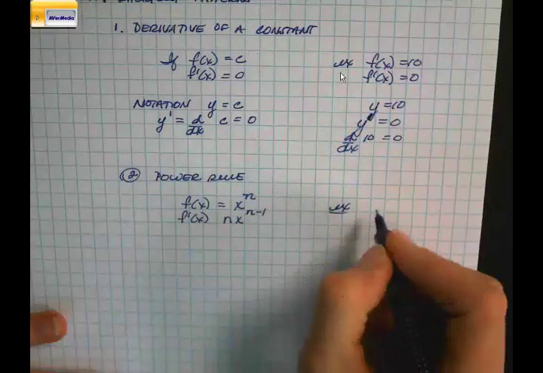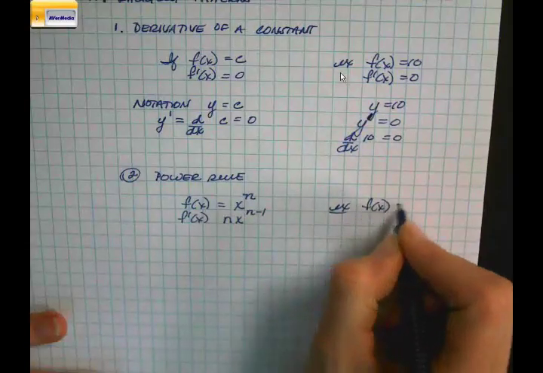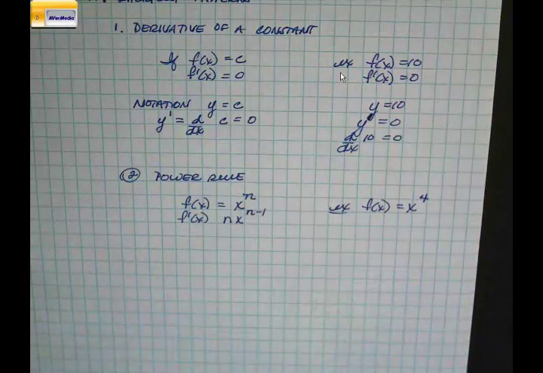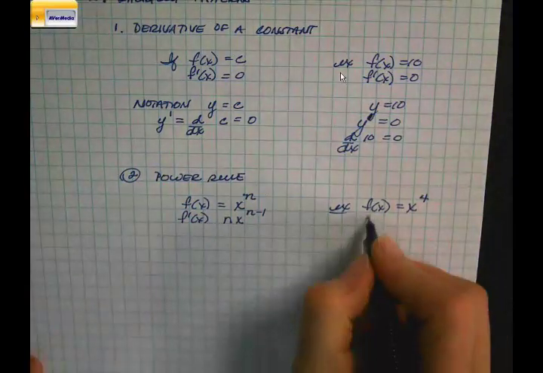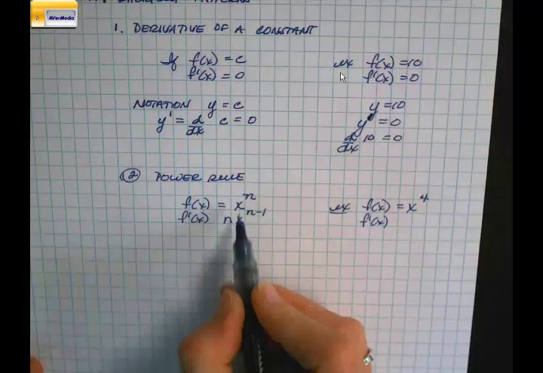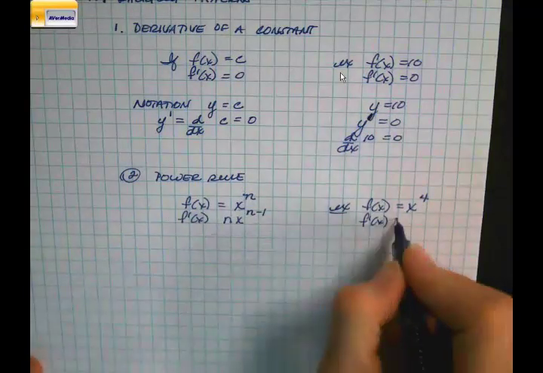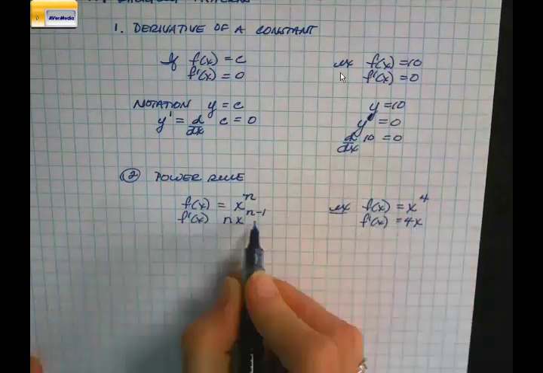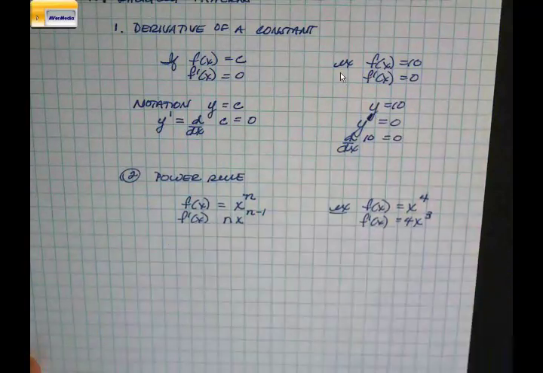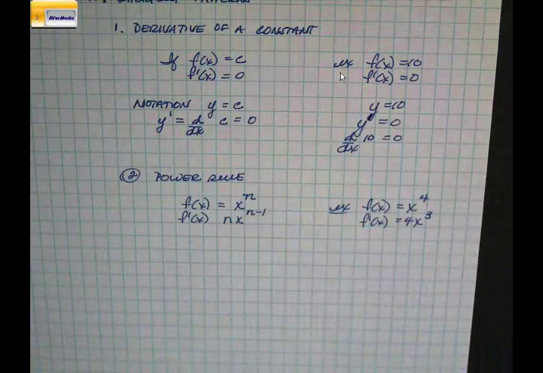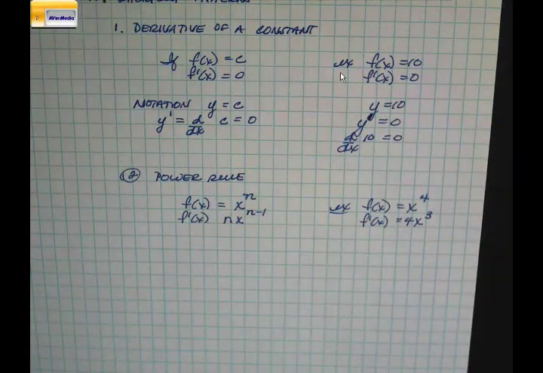So if I show you an example with numbers, suppose f of x equaled x to the 4th power, replacing the n with the number 4. Then if you want to calculate the first derivative, you're going to move the 4 to the front, keep the x, and then decrease the exponent by 1, and your first derivative is 4x cubed. So pull the 4 to the front and then decrease the exponent by 1.